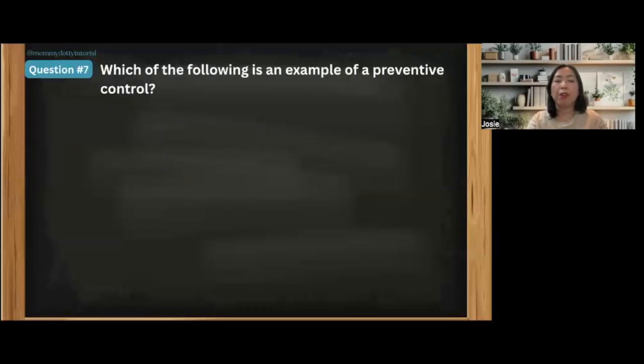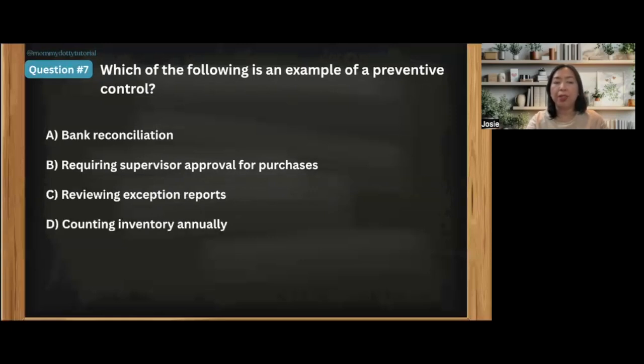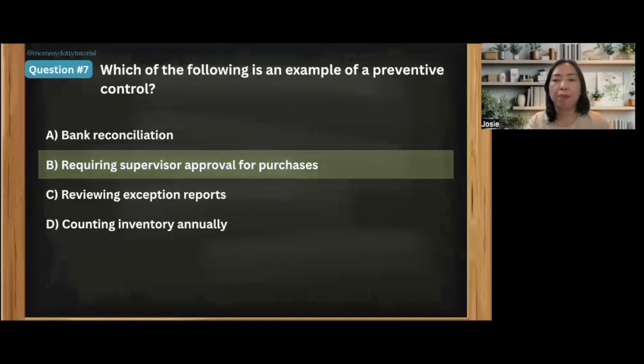Which of the following is an example of a preventive control? A is bank reconciliation. B, requiring supervisor approval for purchases. C, reviewing exception reports. And D, counting inventory annually. All right, you may pause the video to think. The correct answer is letter B.